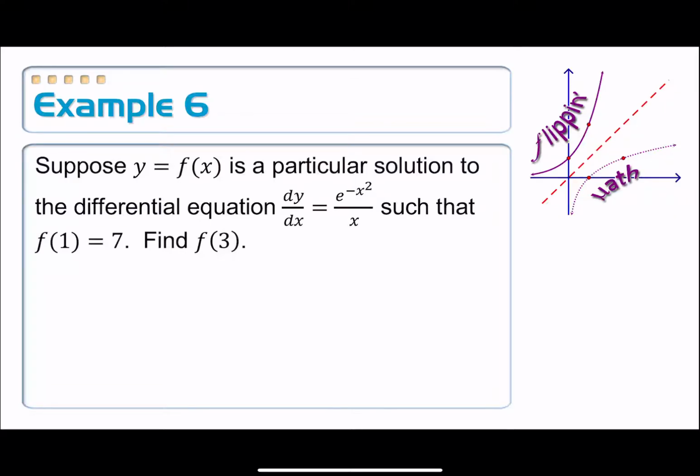All right, in this next example, we're going to see something strange is about to happen. Suppose y equals f of x is a particular solution to the differential equation dy/dx is equal to e to the negative x squared over x, such that f of 1 is equal to 7. Find f of 3. Should be easy, right?